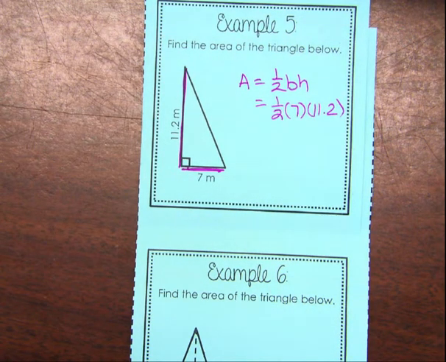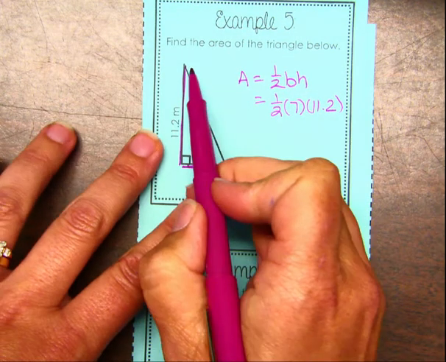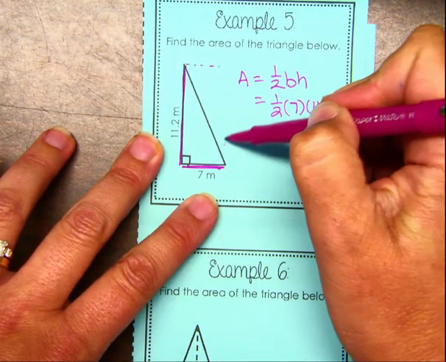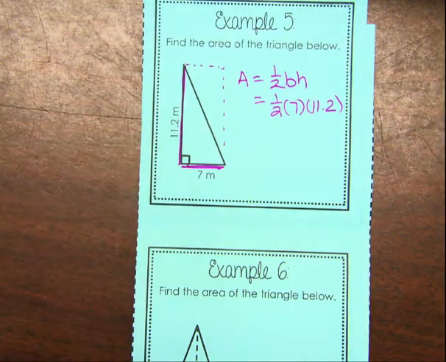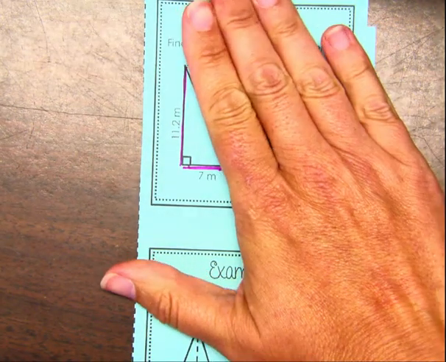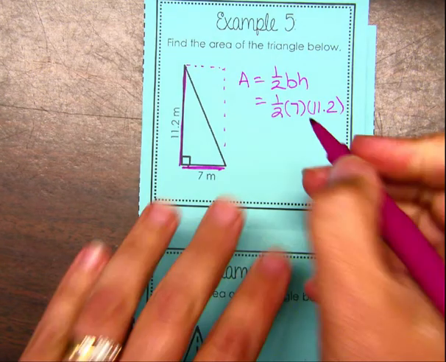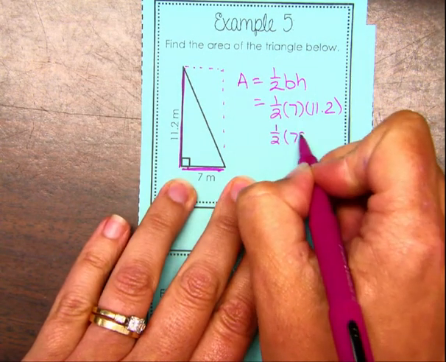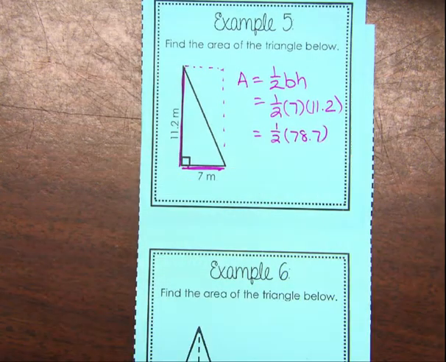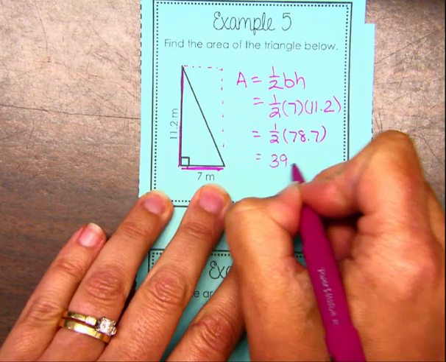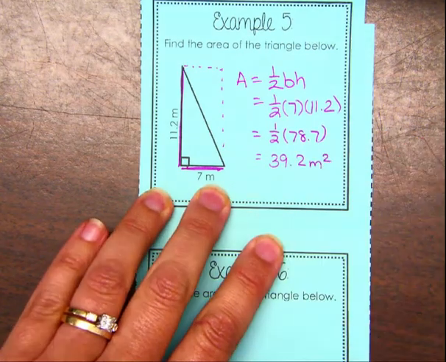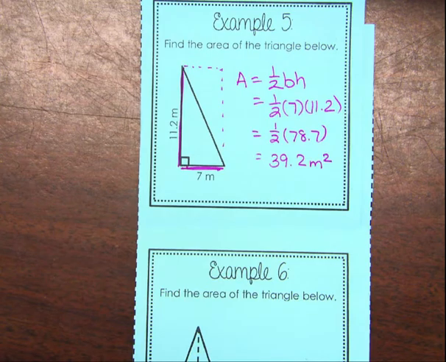Now, just really quickly, the reason that it's half base times height is because really this thing right here came from a rectangle, and the triangle that we're looking at is half of the base times the height. And when we multiply the base and the height, we get 78.4, and it's going to be half of that. So half of 78.4 is going to give us 39.2. And this time we're looking at meters squared. All right, so again, go ahead and try the one down below.